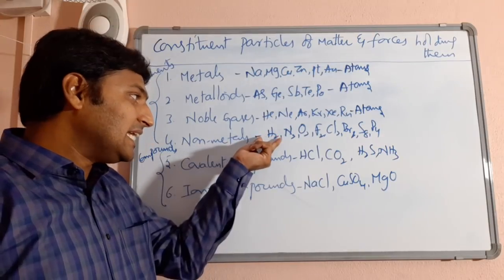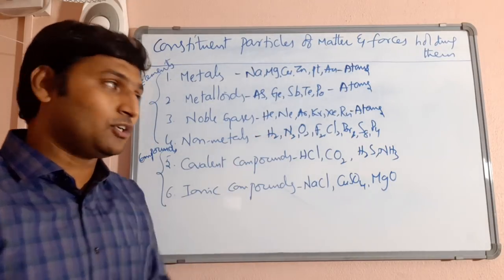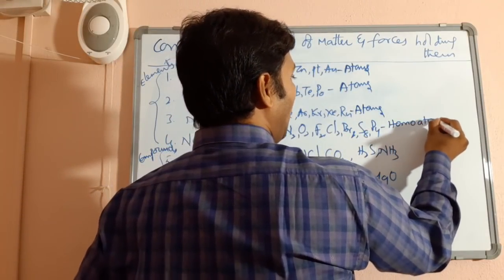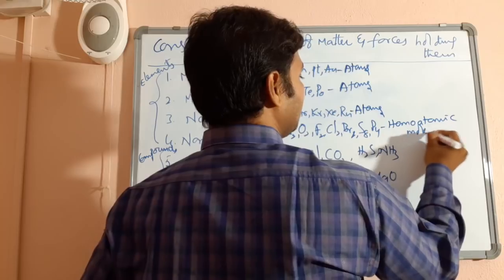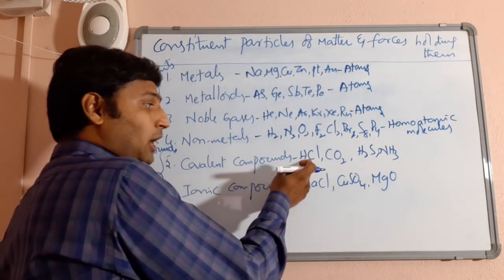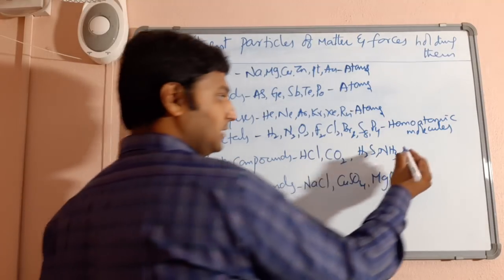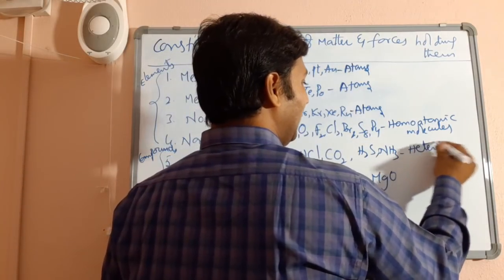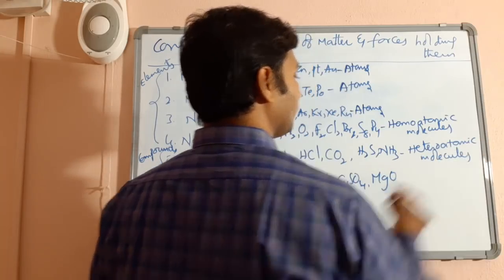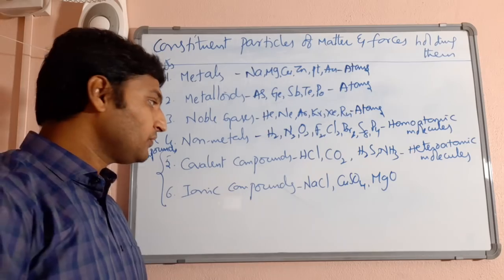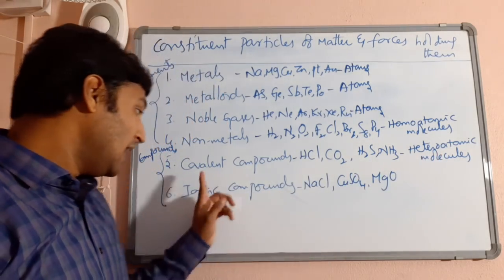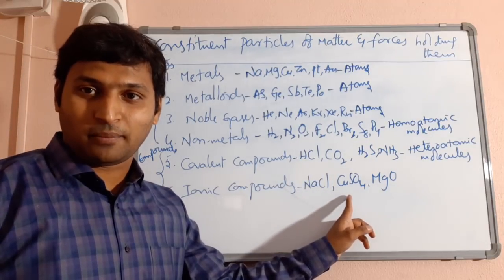You know, these molecules are made up of atoms of the same element. Such molecules are called homoatomic molecules, whereas the molecules which are made up of different kinds of atoms are called heteroatomic molecules. Now the question is, covalent compounds also appear to have heteroatomic molecules. Ionic compounds also appear to have heteroatomic molecules.